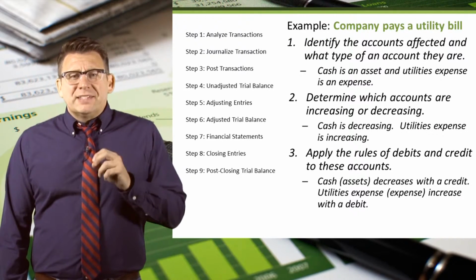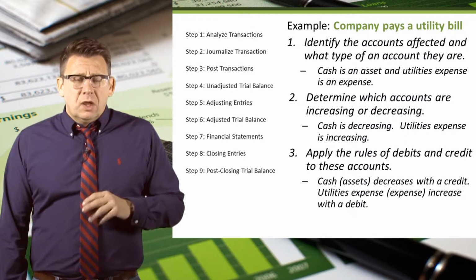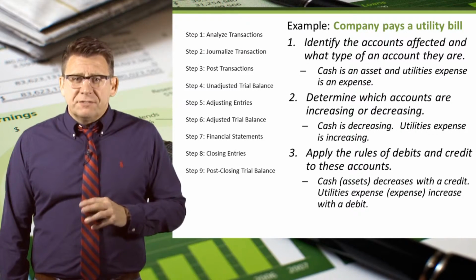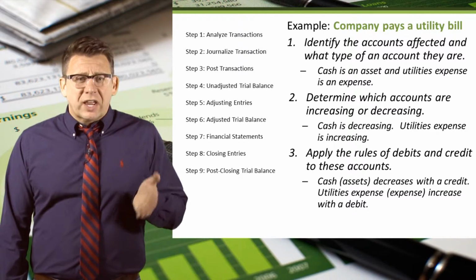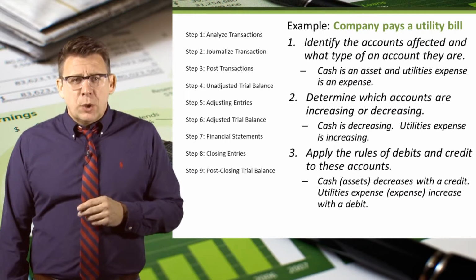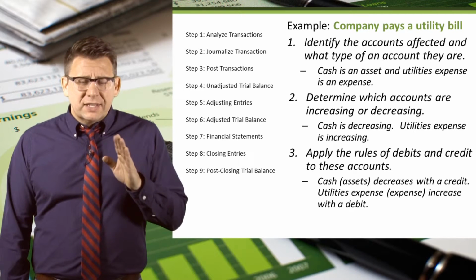A company pays a utility bill. Part one is identify the accounts affected and what type of account they are. The accounts are cash, an asset account, and utilities expense, an expense account.